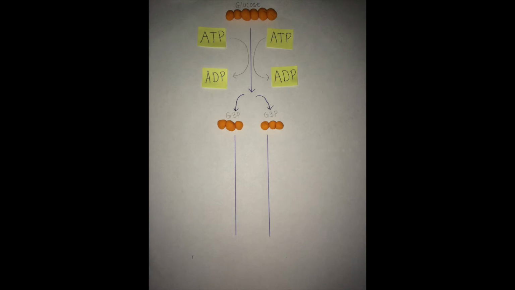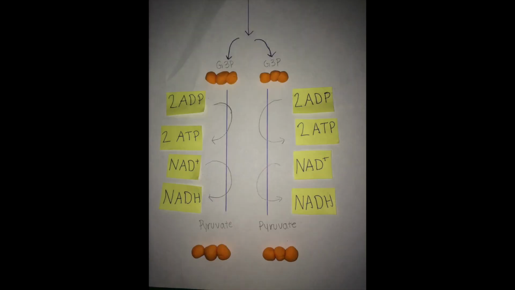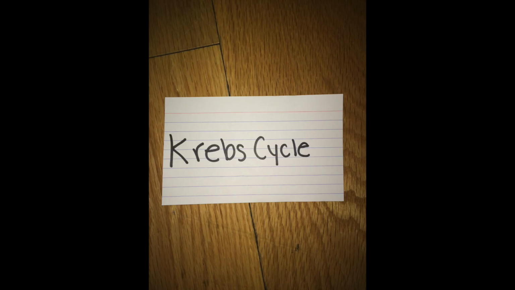It then breaks down into 2 3-carbon compounds. 2 phosphates are added and electrons and hydrogen ions combine with 2 NAD+ molecules to form 2 NADH molecules. Lastly, 2 3-carbon compounds are converted into 2 pyruvate molecules, and at the same time 4 molecules of ATP are produced. The second stage of cellular respiration is the Krebs cycle, which occurs in the mitochondria.